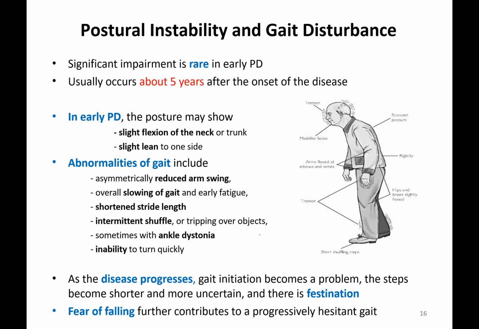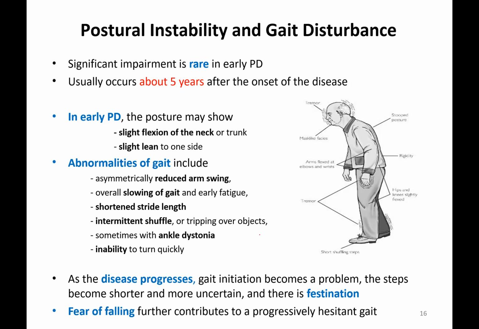Slowing of the gait, very slow, short-stepped gait with small steps, and without much arm swinging, or asymmetric arm swinging. Shortened stride length. Stride length is the distance between one foot and the next. That is short-stepping gait, which is again shortened stride.